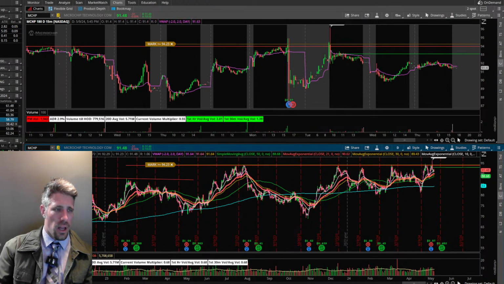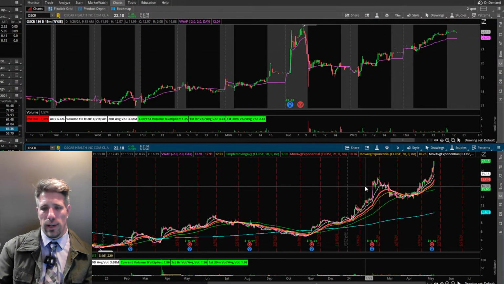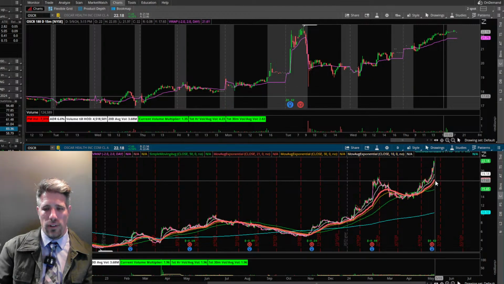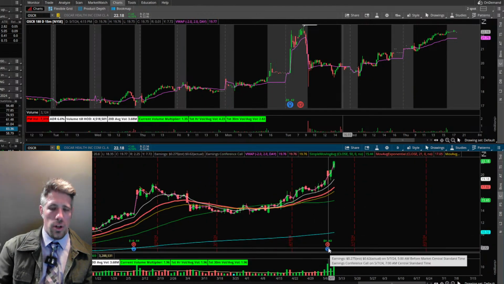So I absolutely love to see that. OSCR, now I believe this is in the healthcare sector. It is. Look at this beautiful cup and handle. Now, I could not play this cup and handle simply because earnings came out just a few days later.